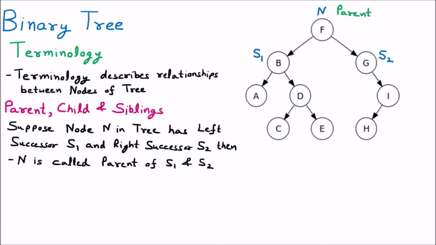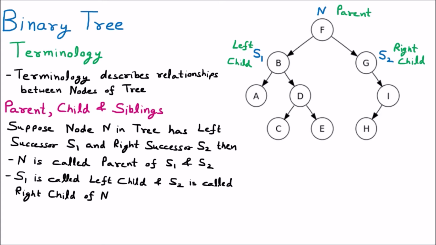And if we talk about S1 and S2, S1 is called the left child, and similarly S2 is called the right child. So S1 and S2 are the left and right child of n. Now S1 and S2 are the children of a single parent, that's why S1 and S2 are the siblings. Sibling means brother and sister. So this is the relation between the nodes: a single parent is there, then their child is a relation, and sibling is also a relation.